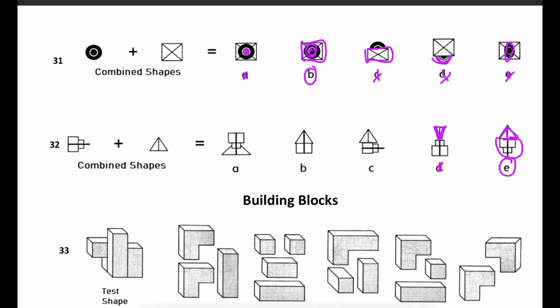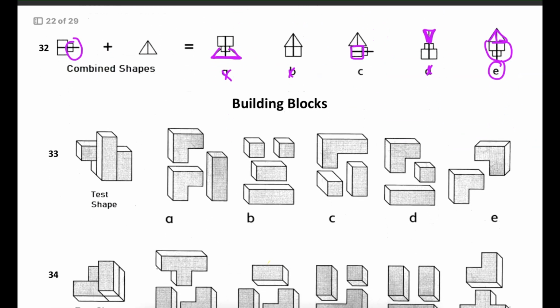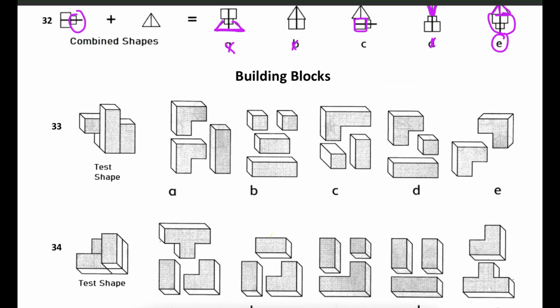It's not C either because this is more of a square instead of a rectangle. Not B because we haven't got this part of it. And it's not A because this triangle now has a longer side than it should. Now onto the building blocks questions.